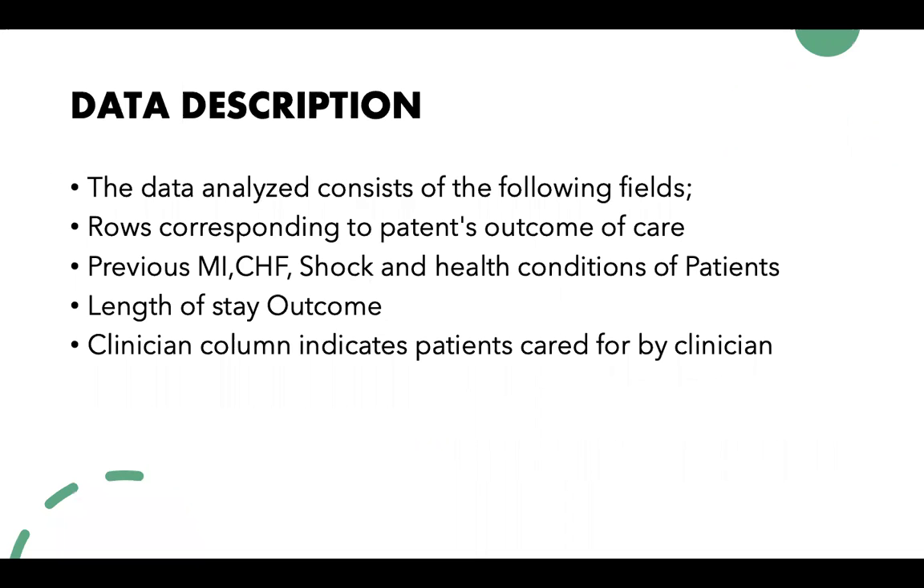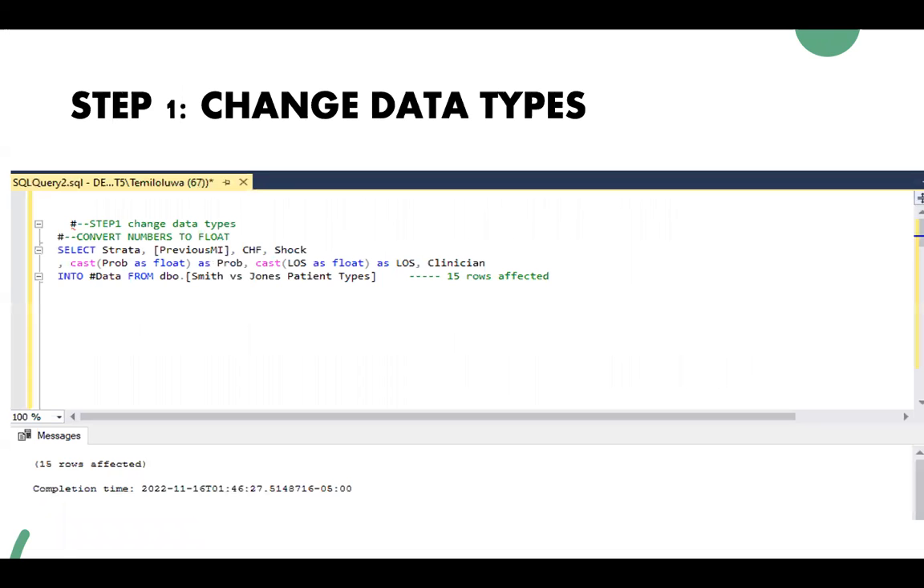different rows that look at the patient's outcome, and we are also looking at conditions such as myocardial infarction, congestive heart failure, shock, and the outcome variable is length of stay. Then the clinician column indicates the patient cared for by the clinician.